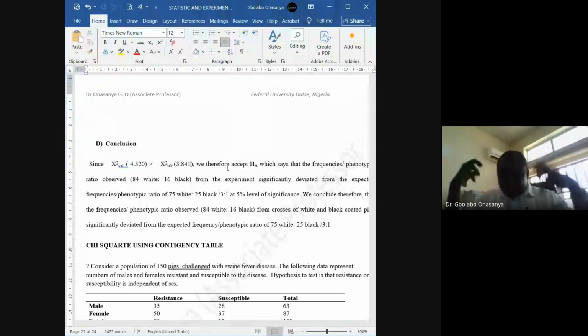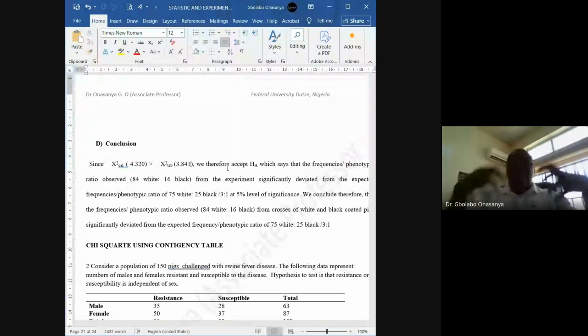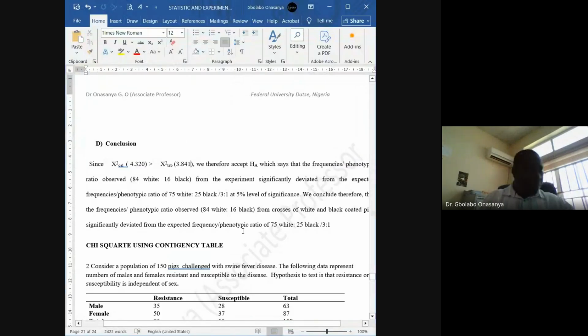Now we can have an understanding of how we can apply this statistical design to solving our experimental problems, or the data generated from my experiment. I want to go further to teach what is called chi-square using contingency table. Using contingency table, I want to show you possible scenarios where you can use chi-square to perform statistical analysis. We are moving forward to chi-square using contingency table.